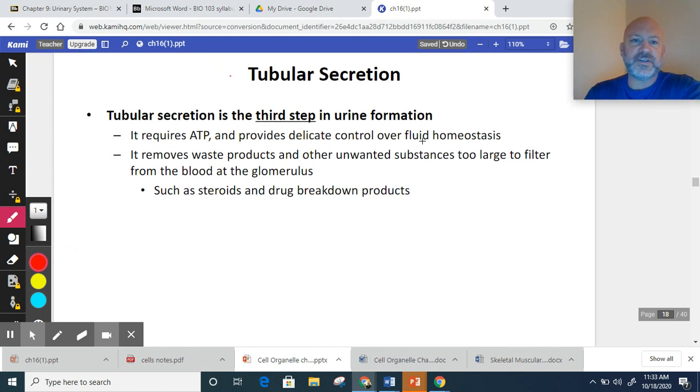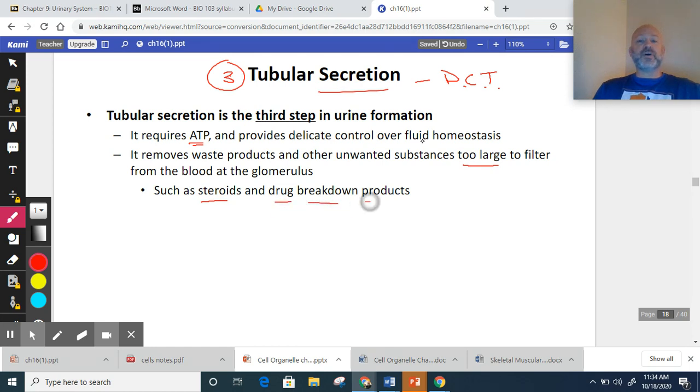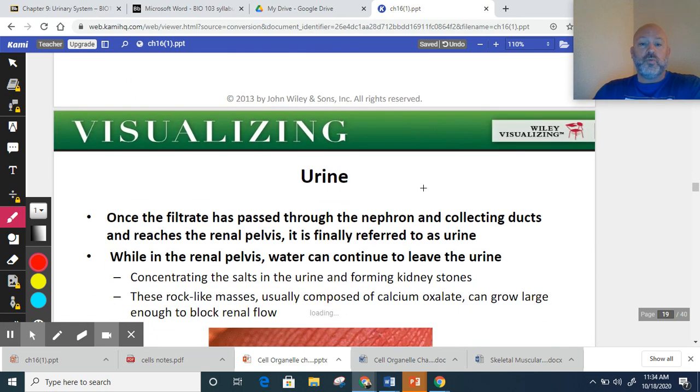The last step happens at the distal convoluted tubules, and this is called secretion. It's at this step that we have to remove items from the blood, kind of like last minute, right? Because maybe they were too big. We couldn't get them through the walls of the capillaries in the glomerulus. So in order to get these larger items out, they have to be secreted, right? So we have to use energy. Maybe these substances were too large to filter out in the early stages. So steroids or the breakdown of drug products, either over the counter or prescription or recreational drug products, will be added to the urine.